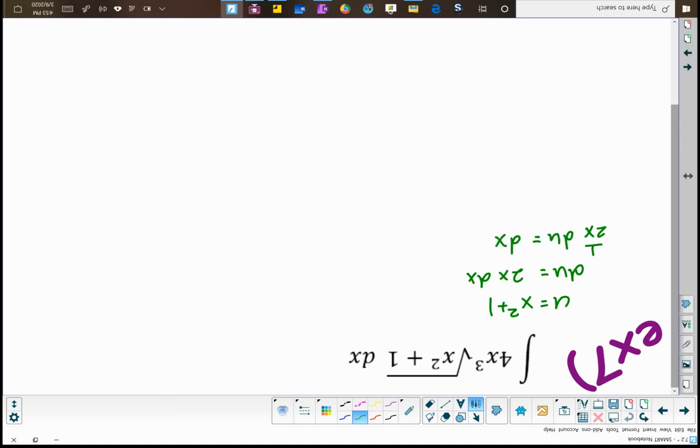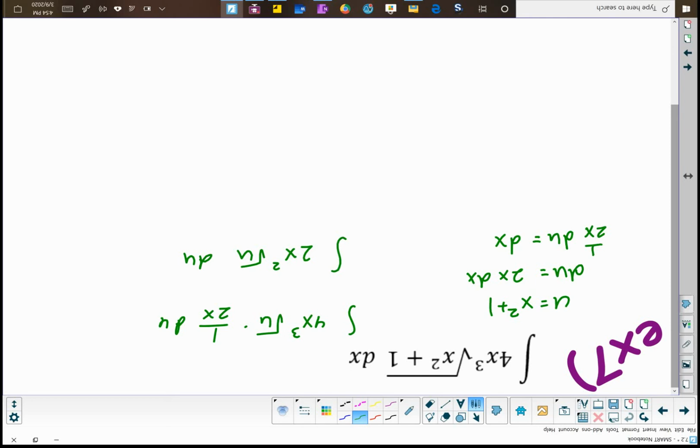So I have the integral of 4x cubed square root of u, 1 over 2x du. Okay, we have a little bit of reducing. The 4 and the 2 reduce to 2. One of the x's reduced. I have 2x squared square root of u du, which is still a problem because I still have x's and u's, and I need to be in terms of only u.